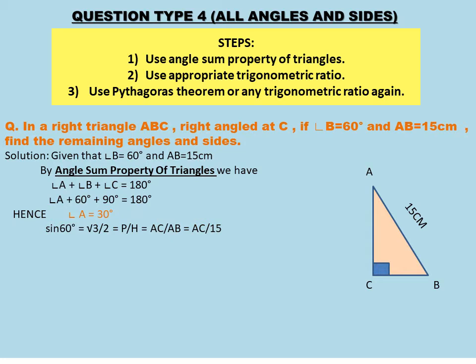Steps says that first use angle sum property of the triangle to find the angle. To find the angle, you will use angle sum property. To find the sides, you will use trigonometric ratios. How? You will see the appropriate trigonometric ratio here. You know that here your hypotenuse is given to you, right? So if hypotenuse is given to you, you have to use that ratio in which your hypotenuse comes, right? And you have to find perpendicular and base, either of that, right?